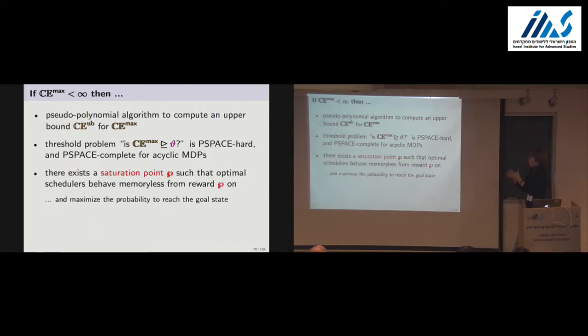Now let's look at how to solve the threshold problem and how to compute the maximal conditional expectation. The crucial observation was this one. There exists a saturation point, which means a natural number, which is the bound for the accumulated reward, from which on we can prove that optimal schedulers simply maximize the probability to reach the goal state. And if there are several such schedulers maximizing the probability to reach the goal state, then we pick one of them that maximizes the expectation. This latter part is computable in polynomial time.